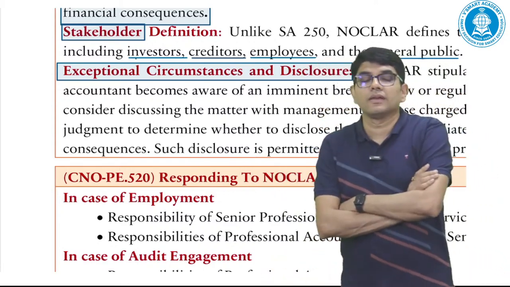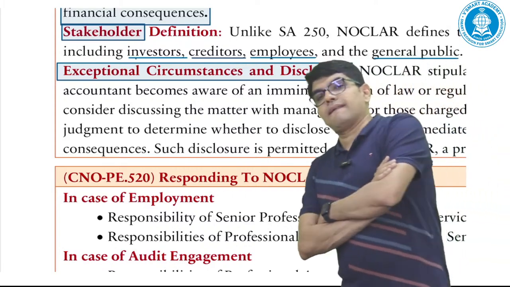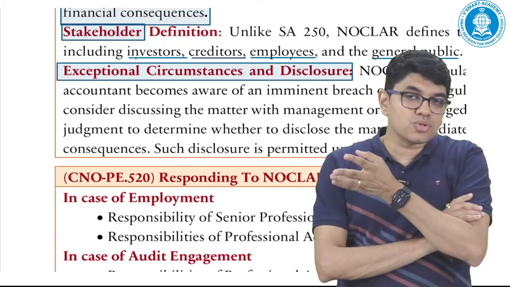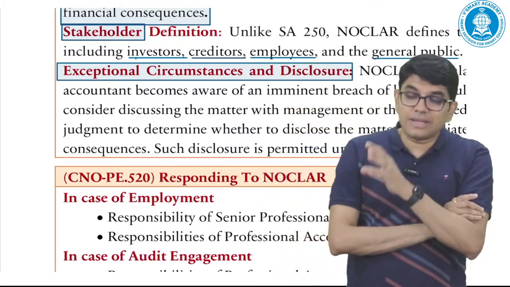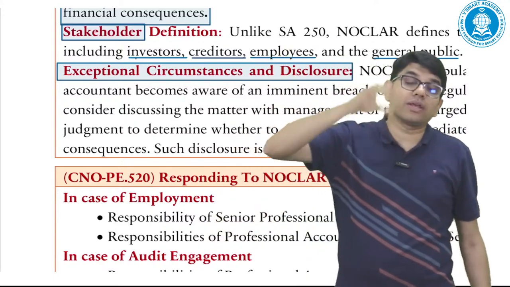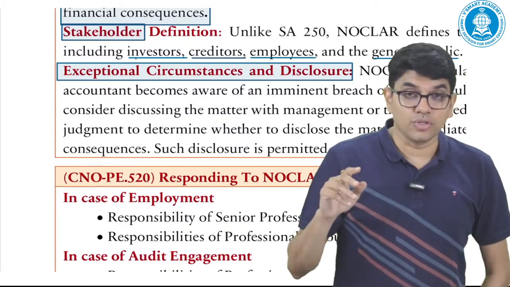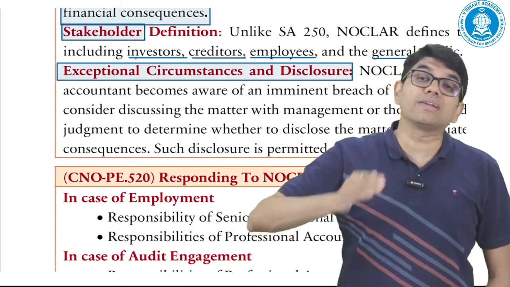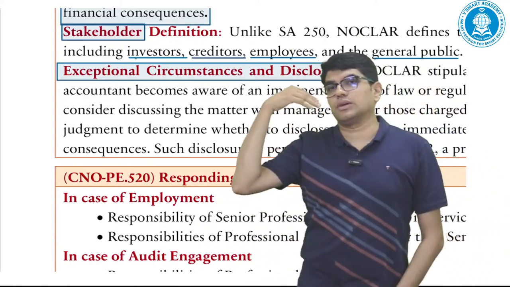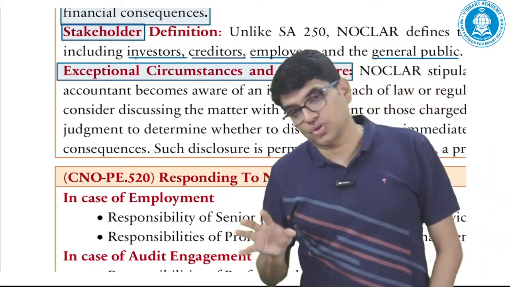Exceptional circumstances and disclosure. That's a very, very crucial part. SA 250 says that if you come across non-compliance, go and inform the authorities if it is required by law. So if there is any specific law which says to go and inform in this particular situation, then only go and inform. The approach is, it doesn't say that you should go and inform. It says go and read the law. If the law says so, then you disclose. So it is keeping client and auditor both safe. But NOCLAR changes this approach, and that's a big change.